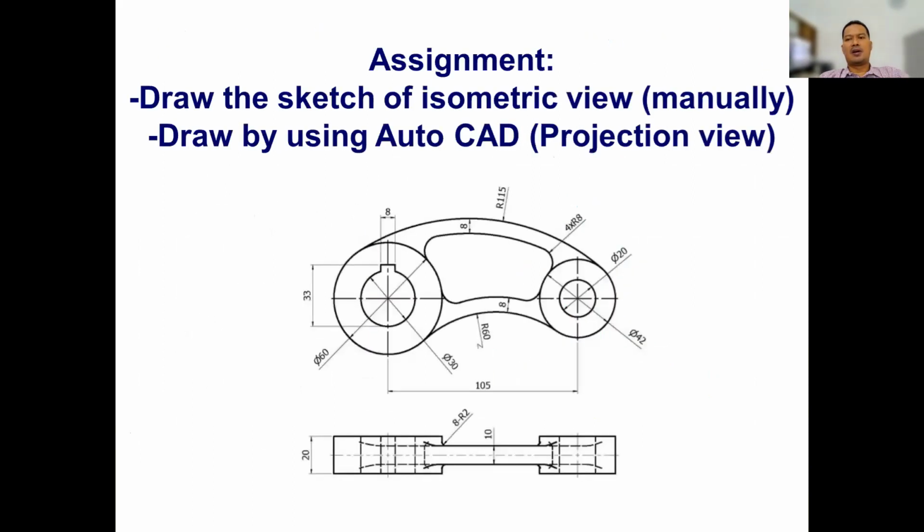Okay, that's all the material today about the isometric drawing. And then your assignment is to draw the sketch of isometric view from projection drawing like this. If you are able to operate AutoCAD, you can also do the projection view of this assignment by using AutoCAD. But if you don't have AutoCAD, you do the manual drawing only.